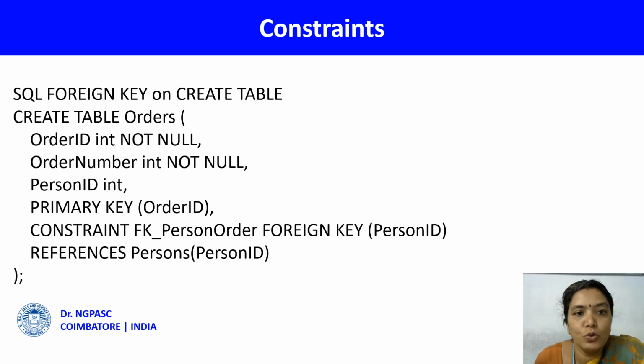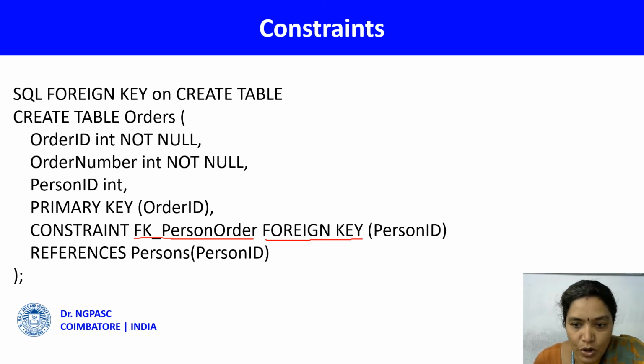So how can I create my foreign key? Here I am creating the table called orders. Since I have already created the table persons, I am going to create the table orders which contains my foreign key. Here I am setting order ID as not null, order number as not null, and person ID simply as integer. Then I am setting the primary key as order ID. Then I am adding a foreign key constraint here. Constraint is the keyword, followed by the name of the constraint, that is fk underscore person order, and then the type of constraint I am going to add, that is foreign key.